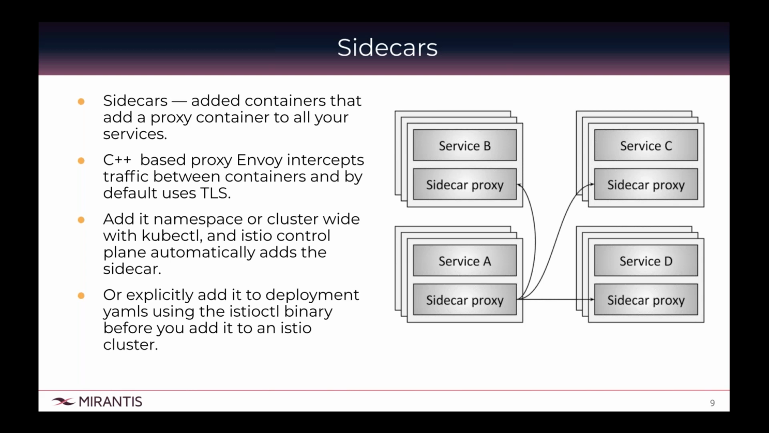This can be added transparently on a namespace basis, or you can add it cluster wide. It's called sidecar injection. It enables Istio to automatically see that you're adding a new deployment or service, and it will automatically add the sidecar for you. Or you can explicitly add it to your YAMLs and not have it injected. If you want to have some services be Istio services and some not, you can manually take the istioctl binary and upgrade your basic templates for your deployments and add sidecars to it that way.